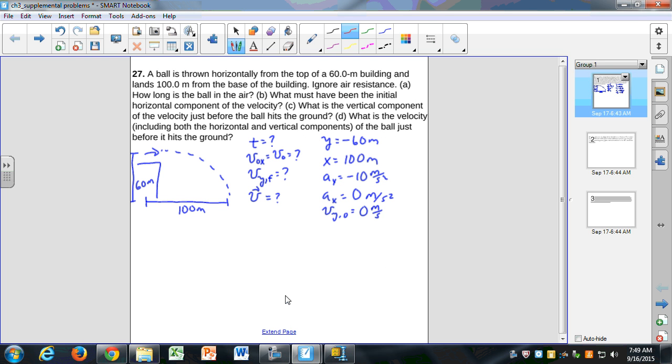So let's first just attack A. But sometimes in the problems, you might not find the information in the order that it's asked for. That's okay. You'll just need to approach the problem, and sometimes you might need to know, for example, part B before you can find part A. Don't sweat that. That's just the way that it's laid out. So at part A, I just want to know the time that it's in the air. I'm going to use my y motion.